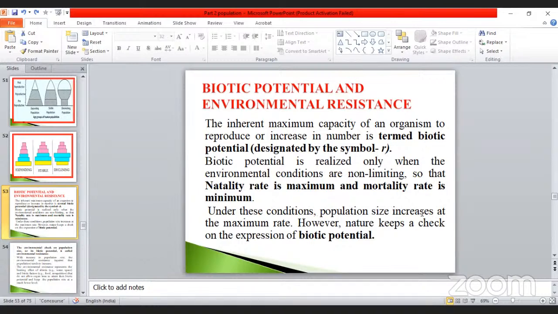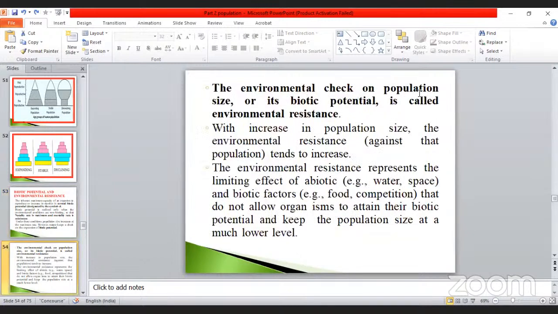Under this condition, population size is increased. Suppose we are getting non-limiting food and the atmosphere is good, then the population size also increases at the maximum rate. However, nature keeps a check on the expression of biotic potential. Okay, this is very, very important. The environmental check on population size or on biotic potential is called environmental resistance. With increase in population size, the environmental resistance tends to increase.